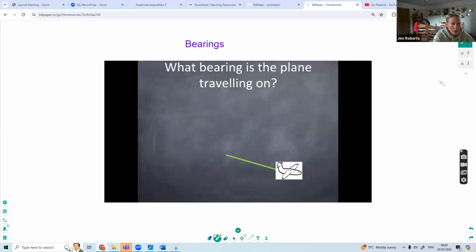So, if we looked at what bearing the plane is traveling on, we've got 3 rules we need to use to find a bearing. I will write those down in a minute. So, what bearing is this plane traveling on? Okay, the first rule of bearings is they're always measured from north. So this plane has gone from here to here.